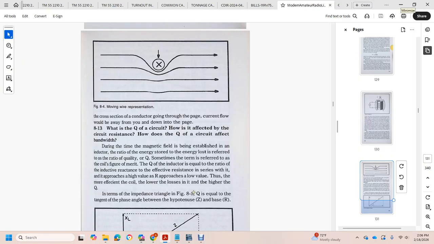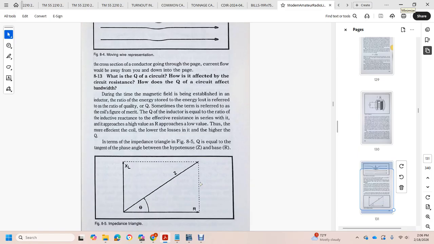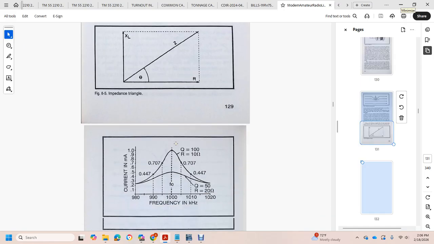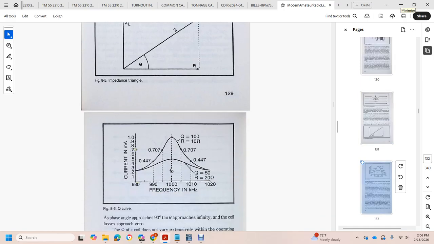In terms of the impedance triangle, figure 8-5, Q equals the tangent of the phase angle, with the hypotenuse being the impedance and the base being the resistance. X shows the inductive reactance of the impedance. In the impedance triangle, the resistance is shown. The current in amperes goes from 0 to 1, the merit is 100, the resistance is 110 ohms, 707 is the peak current, and 404.47.